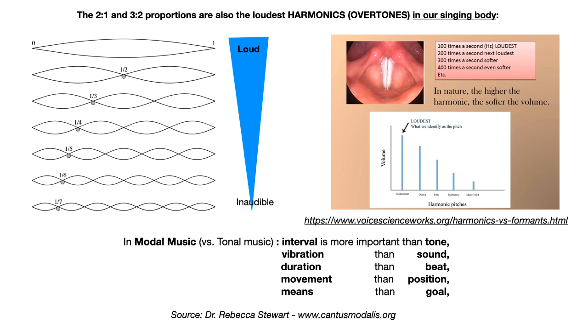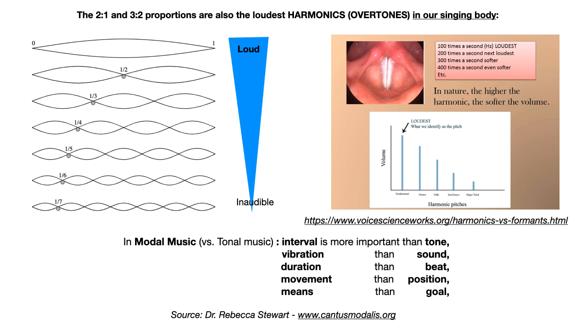So that 2 to 1 and 3 to 2 proportion that felt harmonious to Pythagoras, well, he had some good reasons for that. He had what we call the overtones that he also discovered by moving and pulsating a string. He noticed that there was an overtone created of twice the frequency of that string. That would be the second loudest sound. And there was another overtone of 3 times the frequency. That will be the third loudest sound.